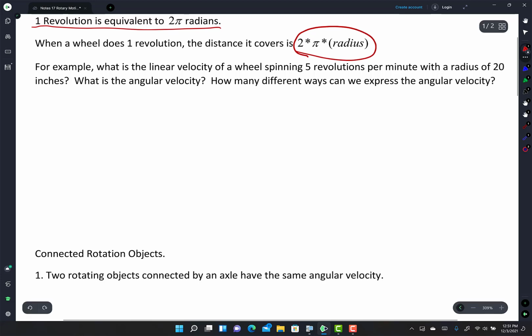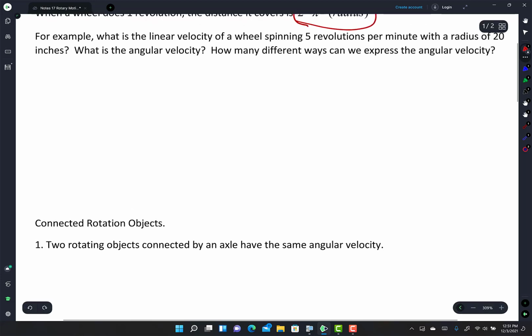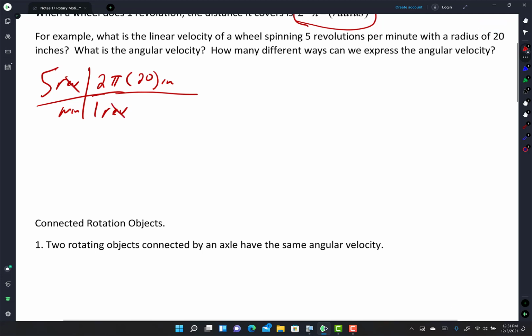Okay, so let's go ahead and go right into the business here. What is the linear velocity of a wheel spinning 5 revolutions per minute with a radius of 20 inches? So how do we do problems like this? 5 revolutions per minute. And then I go, in 1 revolution, I cover how much distance? 2 times pi times 20 inches, because that's the whole circumference. If I wanted it in radians, I would just go 2 pi radians, and that would be radians per minute. But they didn't tell me how I want it, so I'm going to leave this answer in terms of pi.